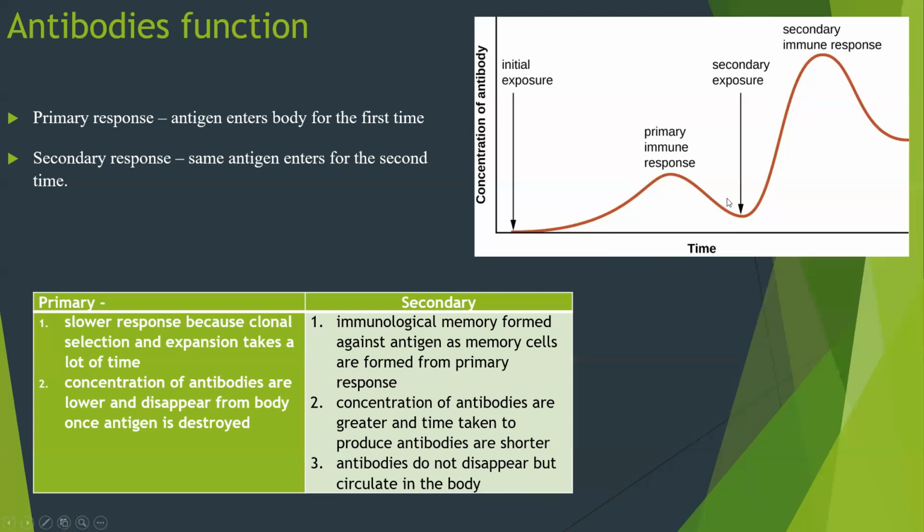So in the example over here, there's a massive spike in the antibody concentration, and the antibody concentration of the secondary response is much greater than the first response. What happens is that after the primary response there is immunological memory, because memory cells are already formed as a result of the primary response. So the time taken for the antibody concentration to increase is shorter, and the concentration is greater. The antibodies do not disappear completely, but circulate in the body for a while. But for the primary response, they eventually are destroyed or broken down by the body.